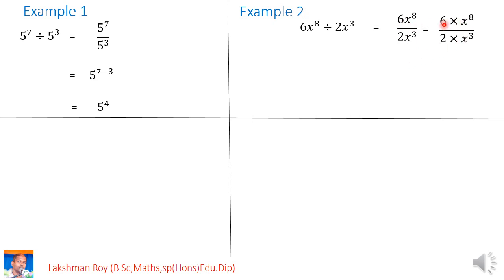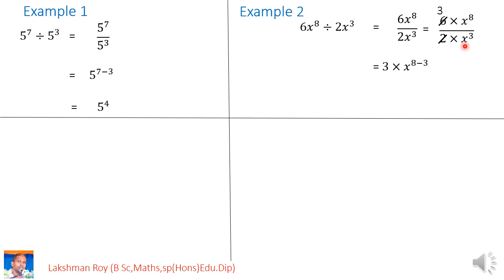Here also multiplication. Now you can see here, students, this 6 and this 2 you can simplify. That means you can divide by 2, right? So this one cut by 2 is 1, and this one cut by 2 is 3, right? Now you can write the remaining part. Here numerator 3 times x to the power 8, denominator x to the power 3, right?